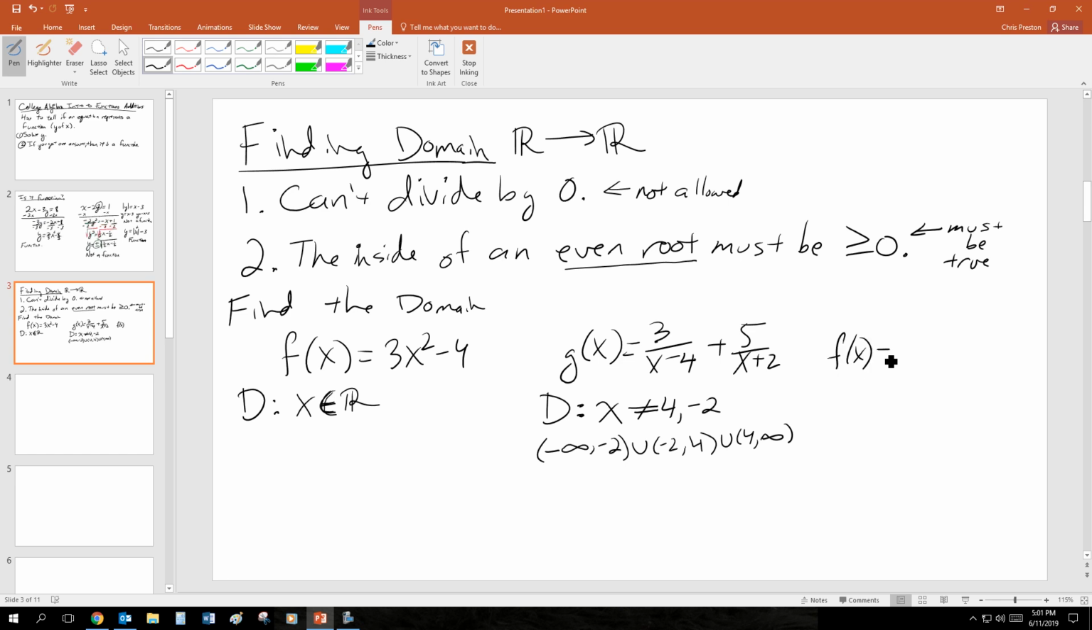Let's say we had f of x equals the square root of x minus 6. Well, now I'm not dividing, but I do have an even root. So I want to say this inside part, whatever it is, must be greater than or equal to 0. Now if I solve that for x, I add 6. X must be greater than or equal to 6. So that is my domain. As long as I'm picking numbers 6 or bigger, this is going to calculate to a real number. Now it might not be a pretty real number, but it'll be a real number.